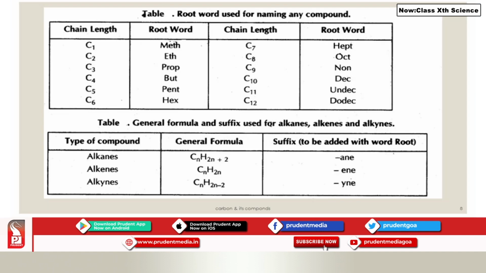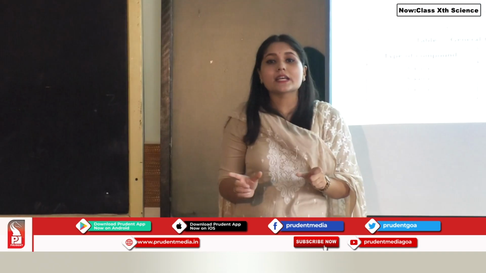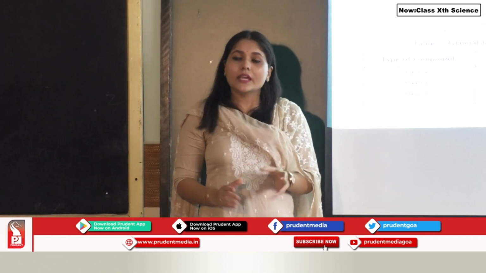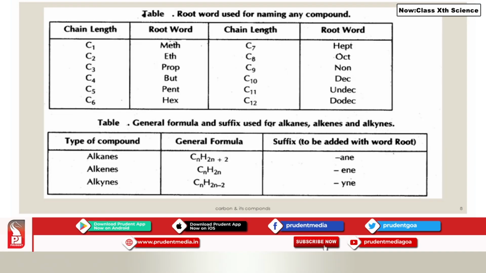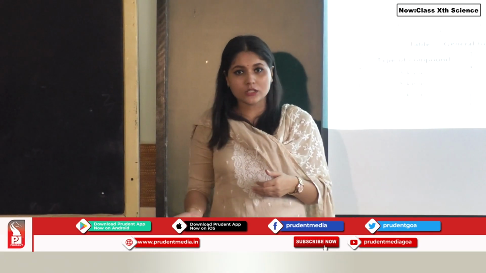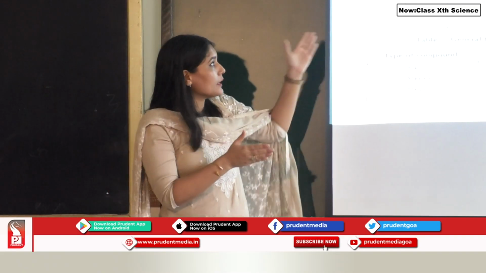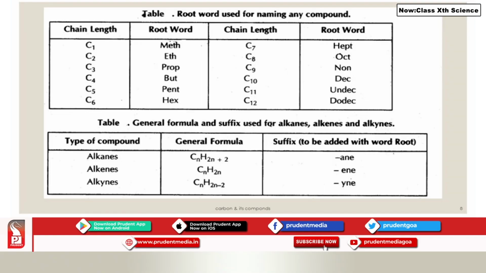So now let us focus on this. Over here you can see it is mentioned chain length. Chain length is decided by the number of carbon atoms present in a compound. If there is one carbon atom, it is written as C1. If there are 2 carbon atoms, it is written as C2, then C3, C4, C5, C6 and so on. The word root when there is one carbon atom is meth. When there are 2 carbon atoms, the word root is eth. 3 carbon atoms prop, 4 carbon atoms but, 5 carbon atoms pent, 6 carbon atoms hex. If there are 7 carbon atoms, it is called hept, 8 carbon atoms oct, 9 carbon atoms non, 10 carbon atoms dec, and it goes on. So the words that I am pronouncing over here, meth, eth, prop, are called word roots.